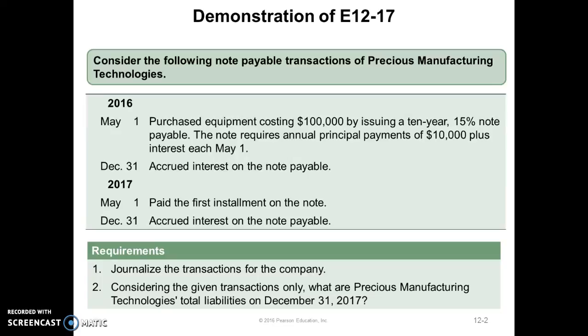Then we're going to do journal entries for 2017. May 1st, when we paid the first installment on the note, the $10,000 principal payment that we have to pay each year. And then December 31st, we're going to accrue the interest payment on the notes payable. So, we're going to journalize the transactions for the company. And considering the given transactions only, what are Precious Manufacturing Technologies' total liabilities on December 31st, 2017?